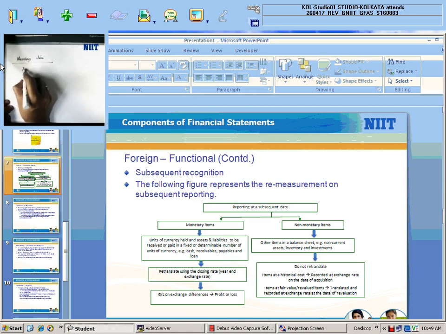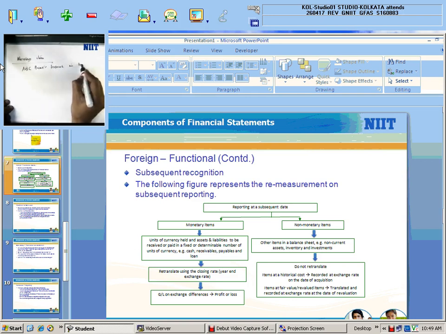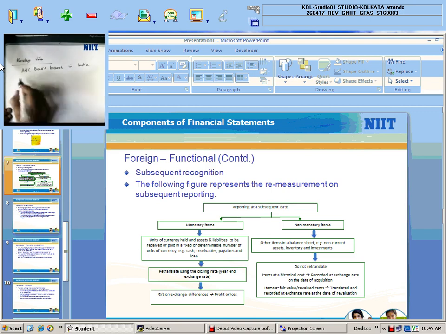So ABC Bank's branch in India. Because, you know, banks purchase and sell foreign currency notes. The ABC Bank's branch in India purchased $5,000 from a US tourist who came to India. He wanted to exchange $5,000 into Indian rupees.